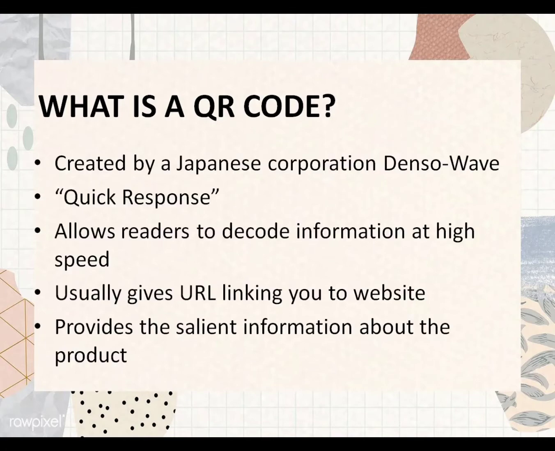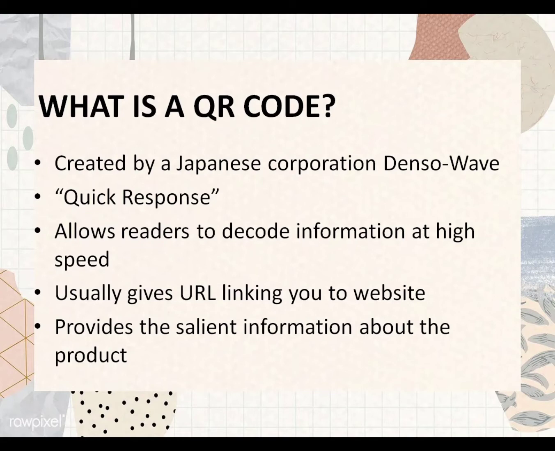A QR code is a code that was created by a Japanese corporation named Denso Wave in 1994, effectively and efficiently connecting the physical world with the electronic world. QR stands for quick response. It allows readers to decode the information at a high speed. This is popular in Japan and it is also used by companies as they attach their QR codes to their products. It usually gives a URL linking you to a website or immediately provides information about the product.